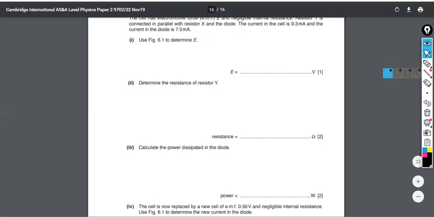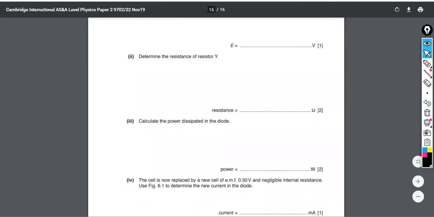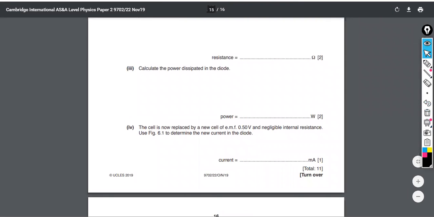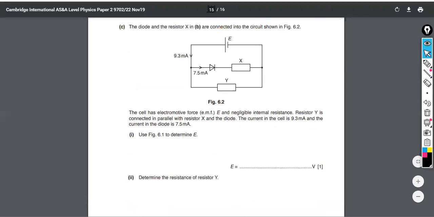All right, and then this last one is the one that really kind of stumped me for a bit. It says, the cell is now replaced by a new cell of EMF 0.5 volts and negligible internal resistance. Use figure 6.1 to determine the new current in the diode. So keep that in mind, that we take this circuit right here and we take out our 0.9 volt power source and we replace it with a 0.5 volt one. Like we decrease the EMF. We still have the same circuit. Okay, and now it's asking, instead of 7.5 milliamps, what is going to be the current through this branch here? And that's really the key.